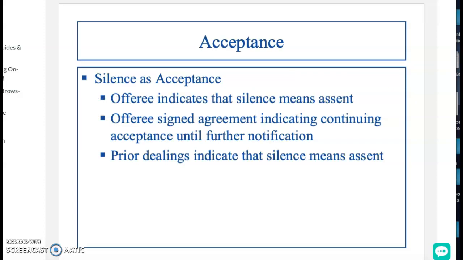Silence as acceptance. Occasionally silence will count as an acceptance. The offer indicates that silence means mutual assent. So if I don't hear from you by 5 o'clock on Monday, we enter into a contract. There has to be some other dealings to indicate that silence is acceptable. So maybe you both are merchants and you've done this several different times. Then the court will bind you by silence. Otherwise, you're not going to be bound by silence.